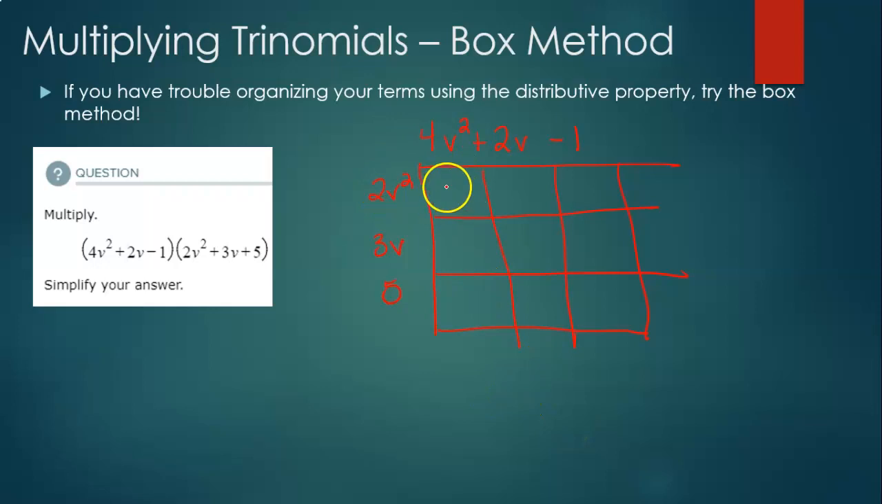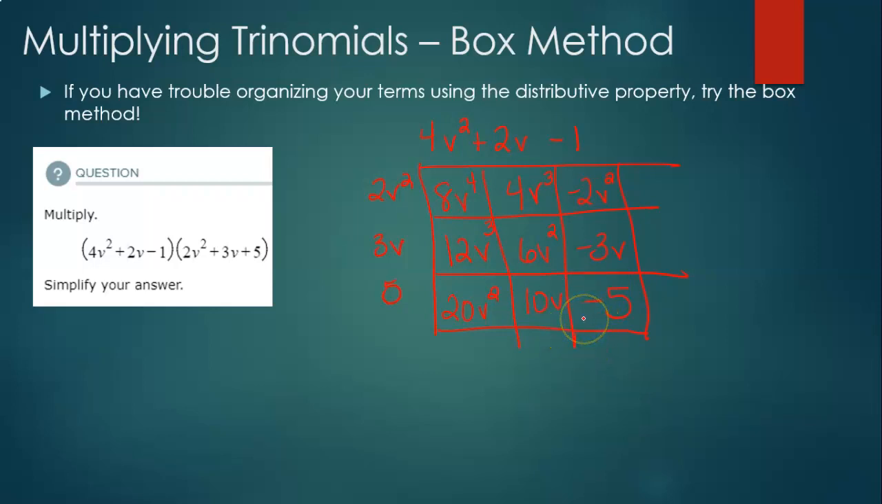For this one, 2 times 4 is 8, and v squared times v squared is v to the 4th. 2 times 2 is 4, and v squared times v is v to the 3rd. 2 times -1 is -2, and we just bring over the v squared. 4 times 3 is 12, v times v squared is v to the 3rd. 2 times 3 is 6, v times v is v squared. -1 times 3v is -3v. 5 times 4v squared is 20v squared. 5 times 2v is 10v, and 5 times -1 is -5.